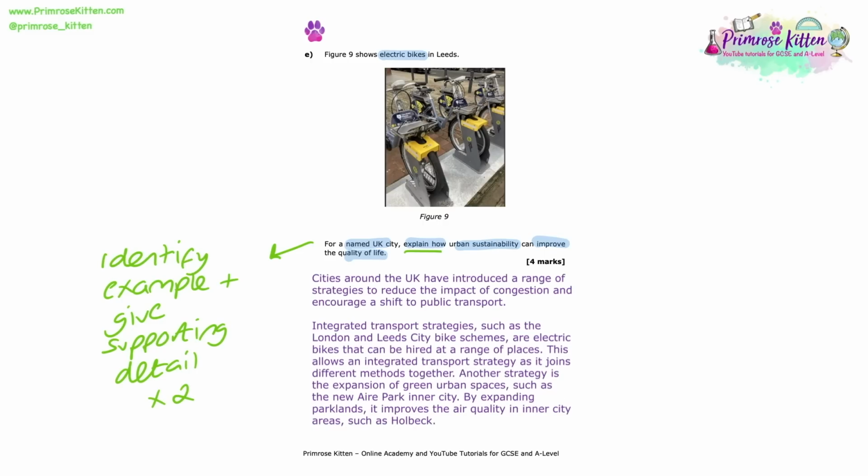A possible response might read that cities around the UK have introduced a range of strategies to reduce the impact of congestion and encourage a shift to public transport. Integrated transport strategies, such as the London and Leeds City bike schemes, are electric bikes that can be hired at a range of places. This allows an integrated transport strategy as it joins different methods together. Another strategy is the expansion of green urban spaces, such as the new Air Park Inner City. By expanding parklands, it improves the air quality in inner city areas such as Holbeck.